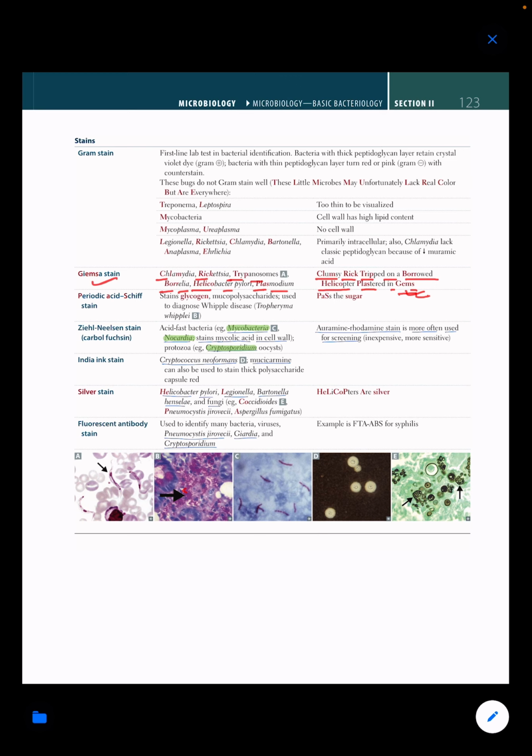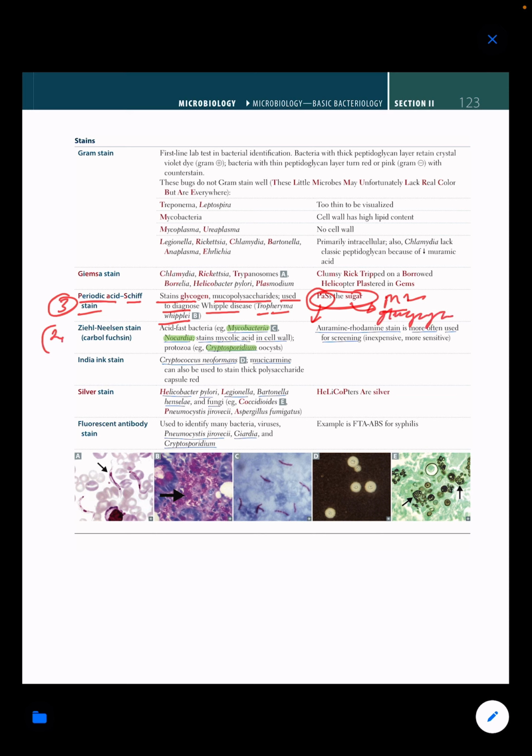So PAS, periodic acid-Schiff stain, stains glycogen and mucopolysaccharides, and it is used to diagnose Whipple's disease, Tropheryma whipplei. That is PAS the sugar. It is a mnemonic: PAS the sugar. PAS, periodic acid-Schiff stain, sugar. It stains glycogen.